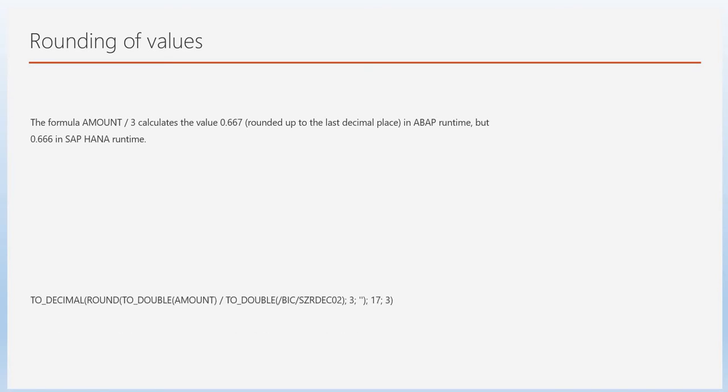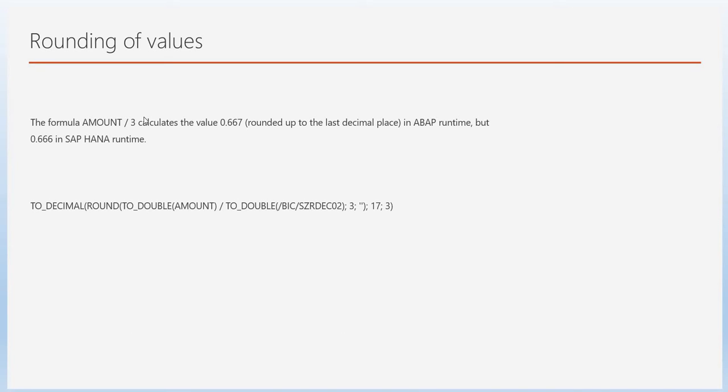First, the rounding of values. In SAP ABAP, suppose you are dividing a key figure by 3 or any digit, and it provides a decimal value like this, it rounds up automatically. Suppose the value is ending with 0666, it automatically rounds up to 667. But in the case of HANA runtime, it does not become 667, it becomes 666. So in SAP HANA, it does not automatically round up the figures.